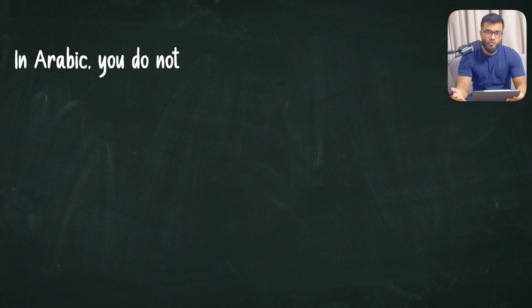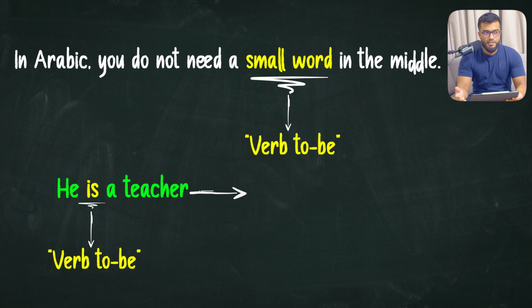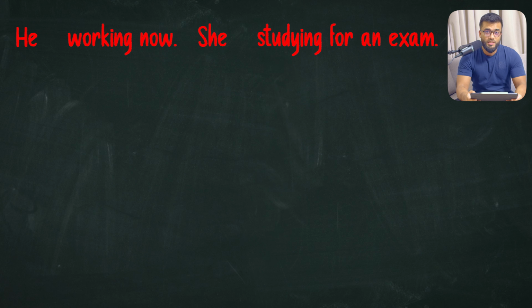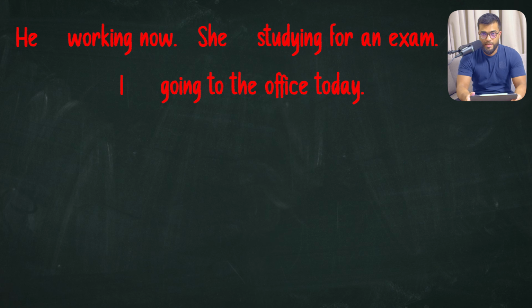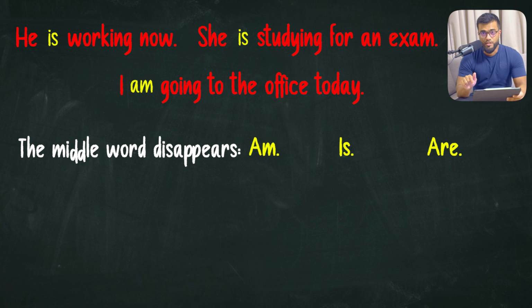In Arabic, you don't need a small word in the middle to say, he is a teacher. You just say, he a teacher. The verb to be does not exist in Arabic. So when you build an English sentence under pressure, your brain does the same thing. So you end up saying, he working now, she studying for an exam, I going to the office today. The middle word, which is the verb to be, disappears. Am, is, are, gone. And this small word is the difference between sounding fluent and sounding like a beginner.